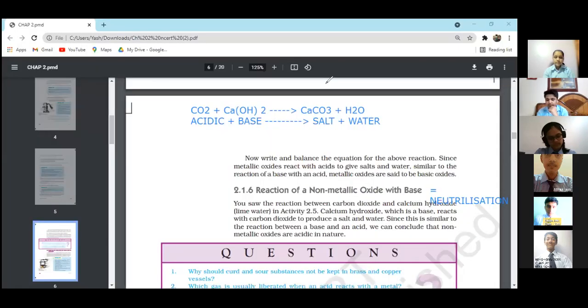So we have learned two things today: metallic oxides are basic in nature. Please mark here, it is also written in NCERT. Metallic oxides are basic in nature and non-metallic oxides are acidic in nature. Thus, if a non-metallic oxide reacts with a base, it forms salt and water, because carbon dioxide or any non-metallic oxide is acidic in nature. Similarly, if we add acid to a metallic oxide, that will also form salt and water. Thus, it will behave like a base.